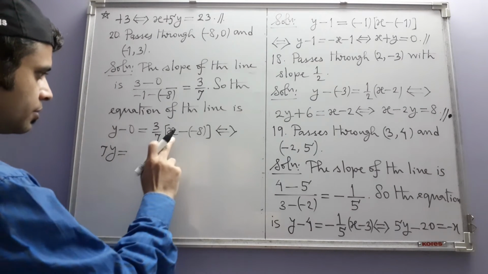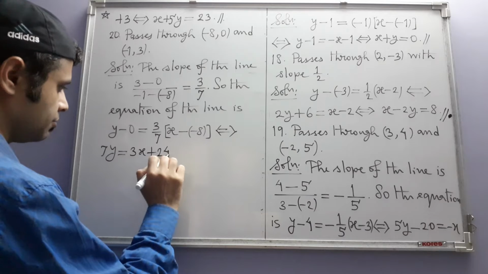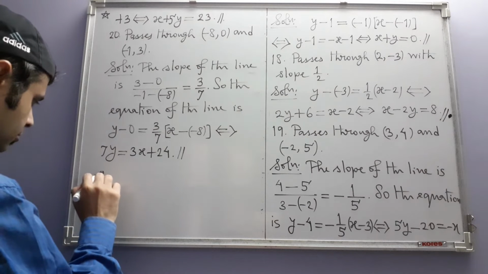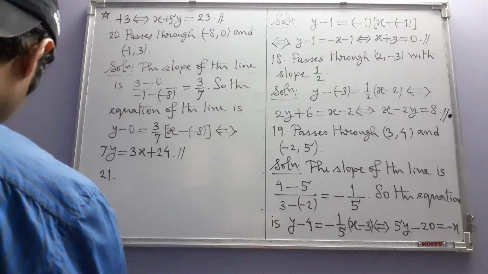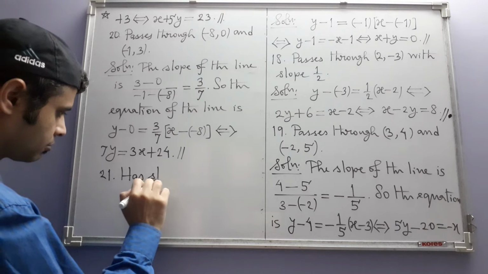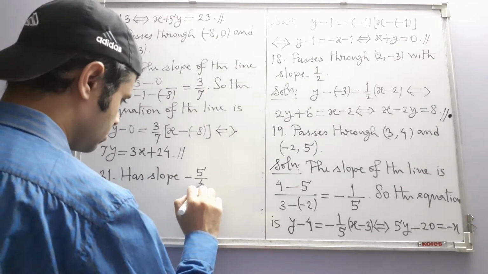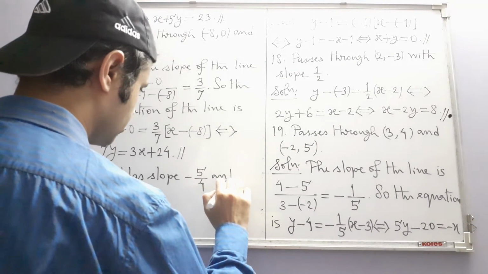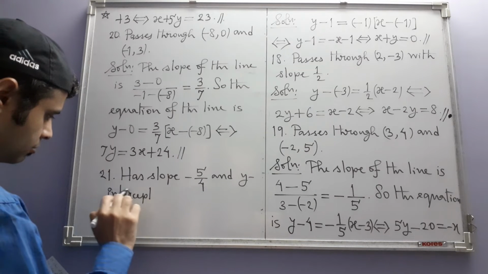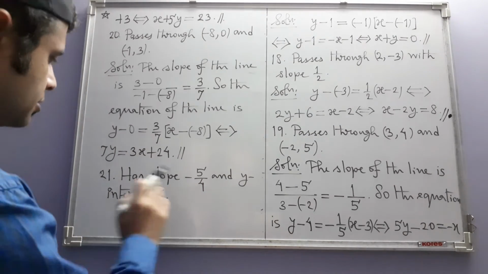7y equal to x plus 8, so 3x plus 24. We can keep the equation in this form. 21 has slope minus 5/4 and y-intercept 6. So we know how to write such an equation.